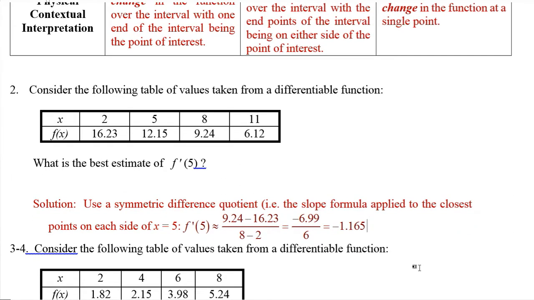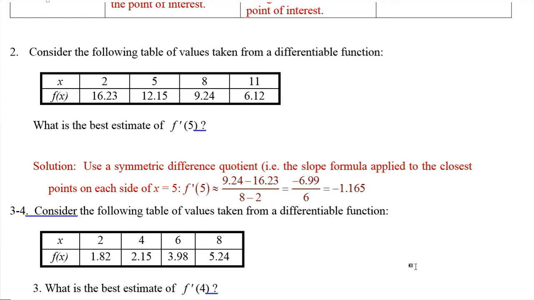Now let's do another one very similar to that. So just for more practice here. What's the best estimate of f prime at 4 from this table, again, assuming that the derivative exists there? Press pause now.